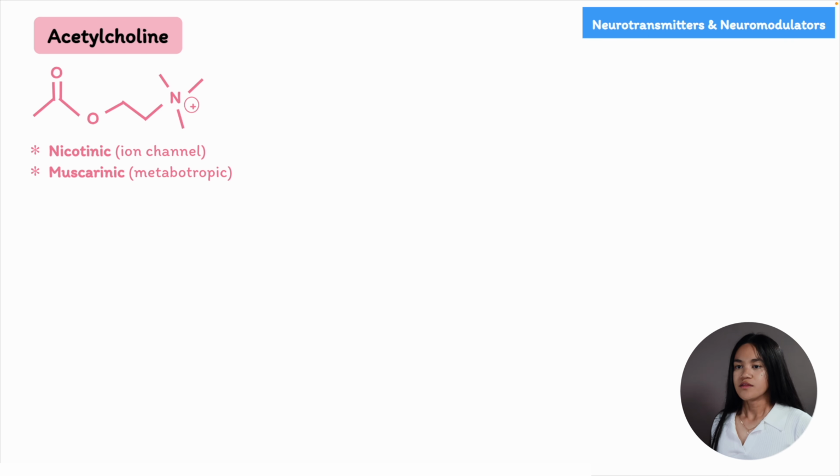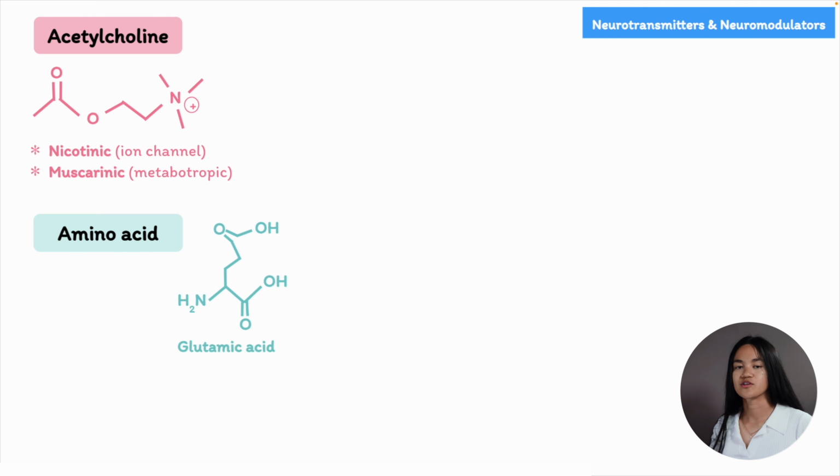Okay? The next group are amino acid neurotransmitters. So first up, we have glutamate, which is a very common excitatory amino acid neurotransmitter in the central nervous system. Another one is glycine, which is a key neurotransmitter released from inhibitory interneurons in the spinal cord and brainstem. These bind to ionotropic receptors, allowing chloride ions to enter and decreasing the likelihood of an action potential firing. And then we have GABA, which is the major inhibitory neurotransmitter in the brain.